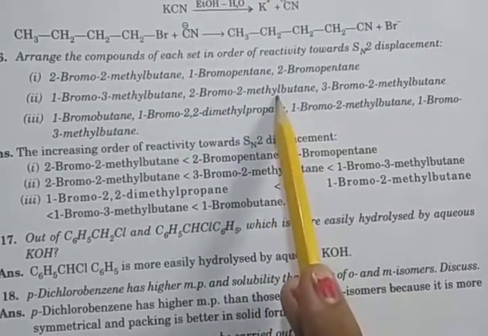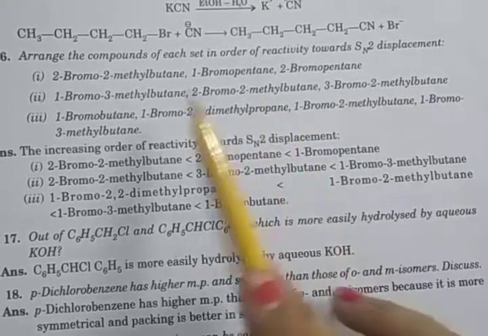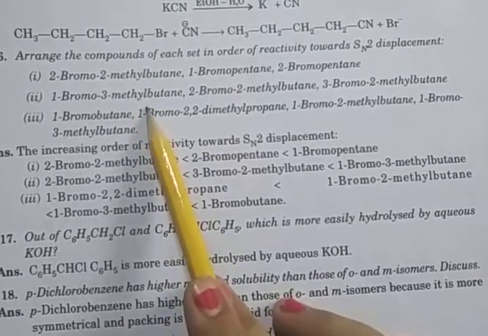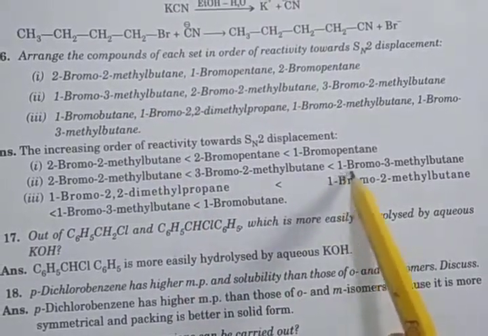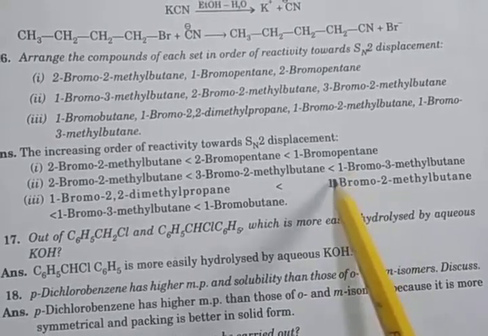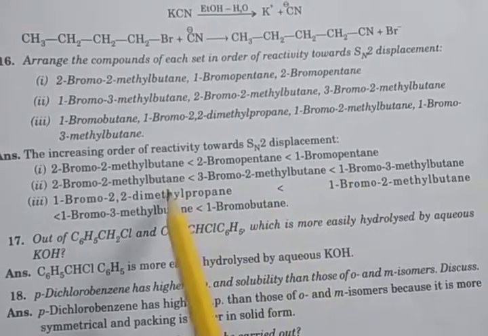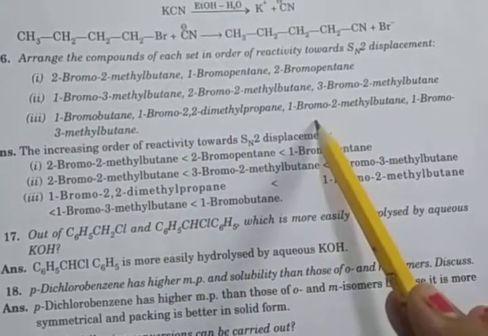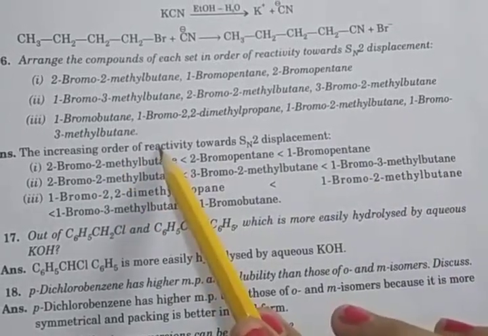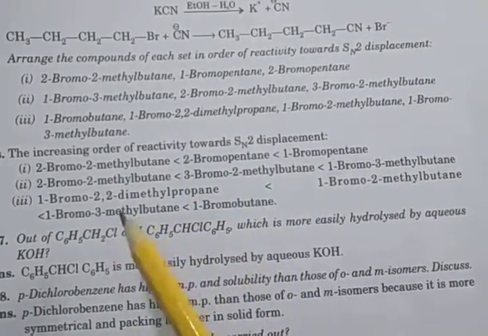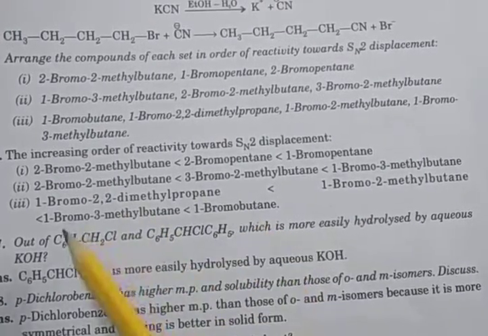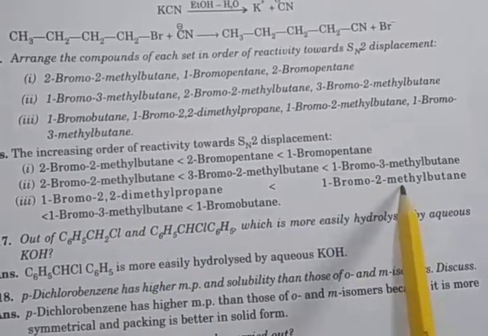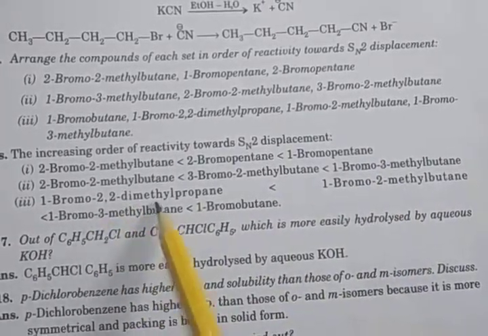Then the second set: 1-bromo-3-methylbutane, 2-bromo-2-methylbutane and 3-bromo-2-methylbutane. You already know that 1-bromo-3-methylbutane has bromine at the first position, so it is primary and comes first, then the next, then the next. Third set: 1-bromobutane, 1-bromo-2,2-dimethylpropane, 1-bromo-2-methylbutane and 1-bromo-3-methylbutane. Here 1-bromobutane is greatest as it is primary, then 1-bromo-3-methylbutane, then 1-bromo-2-methylbutane, and last 1-bromo-2,2-dimethylpropane.